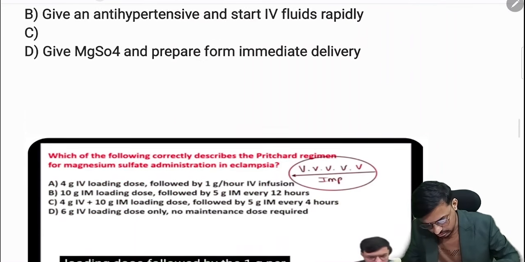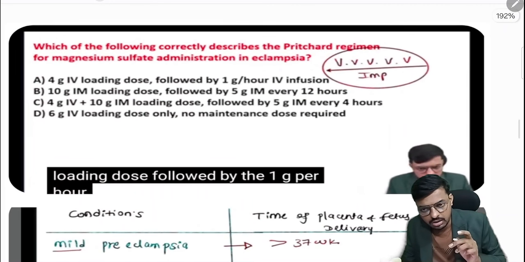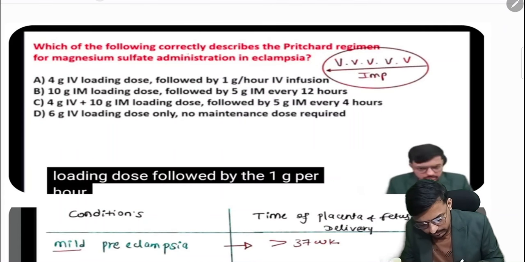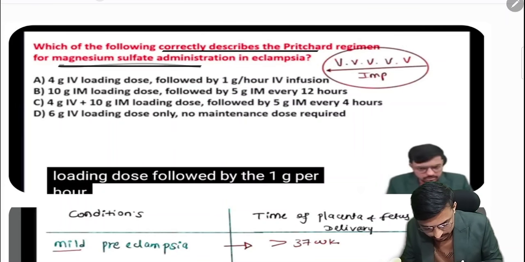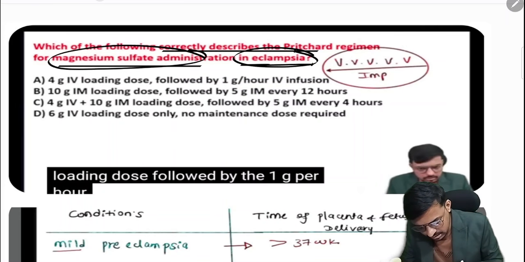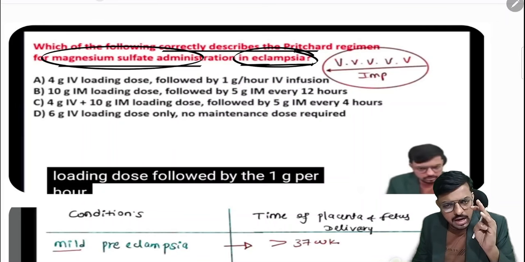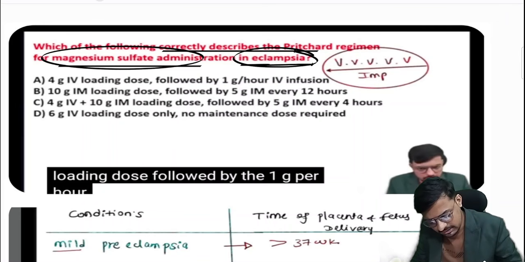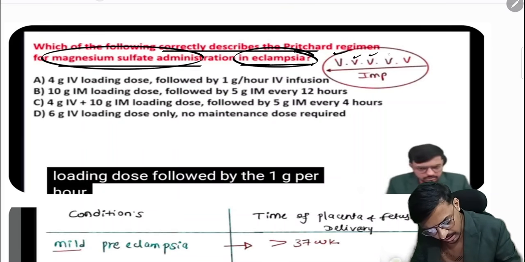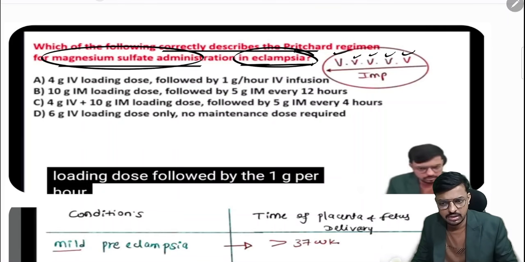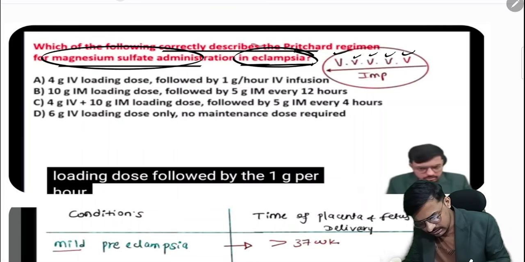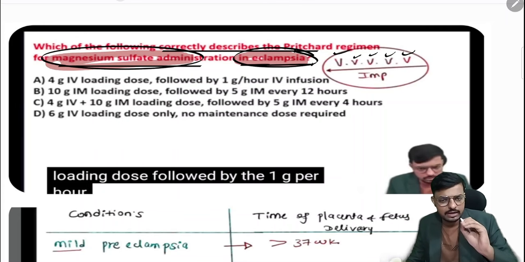Students, I told you people that in the question, look at this one. Which of the following correctly describes the Pritchard regimen for magnesium sulfate administration in eclampsia? In eclampsia, both magnesium sulfate regimens I have told you people completely in detail, and while discussing this question I told it is a very important question, right? Just understand that in eclampsia we use magnesium sulfate, that is more than enough to give the answer.